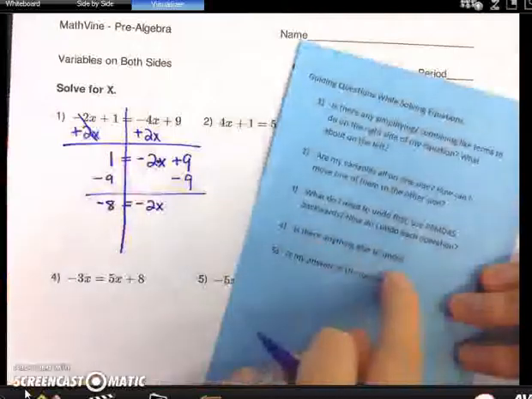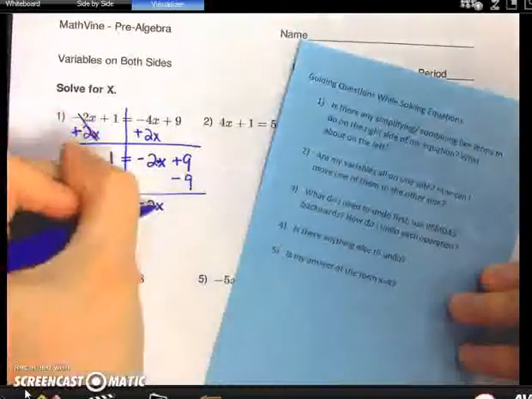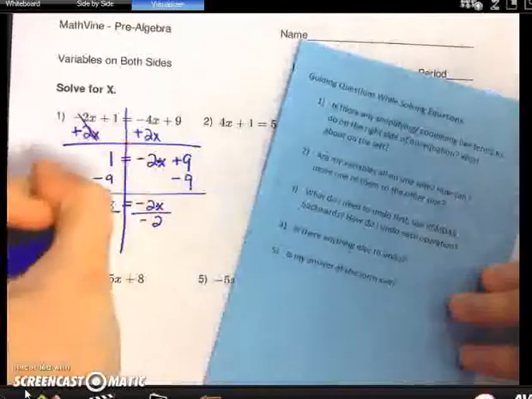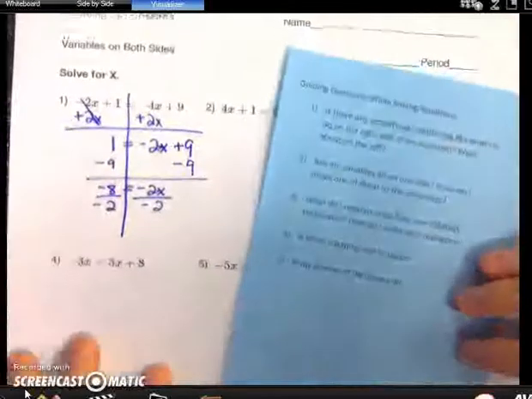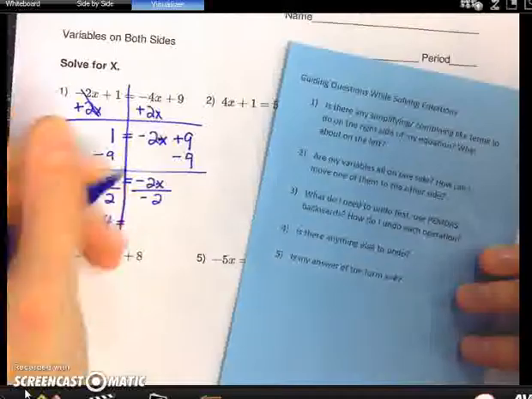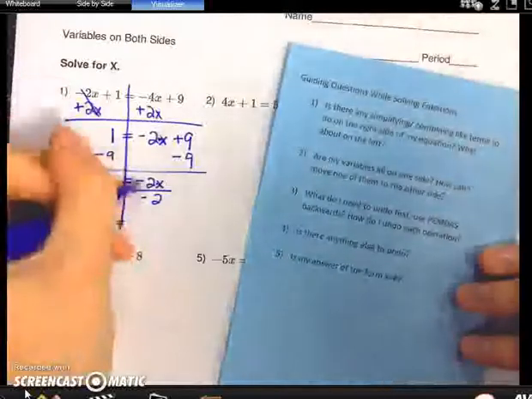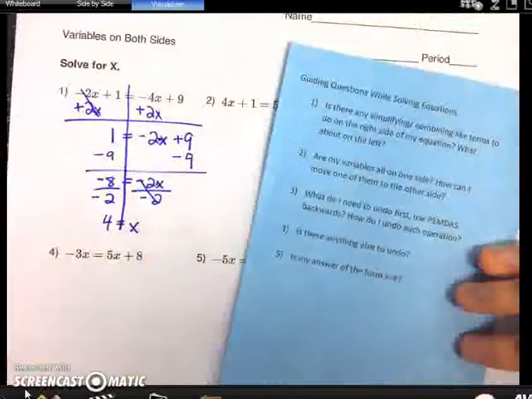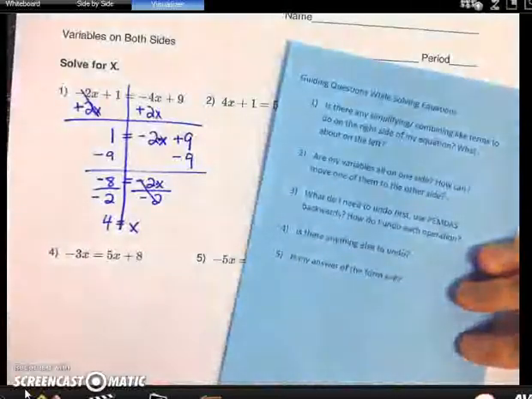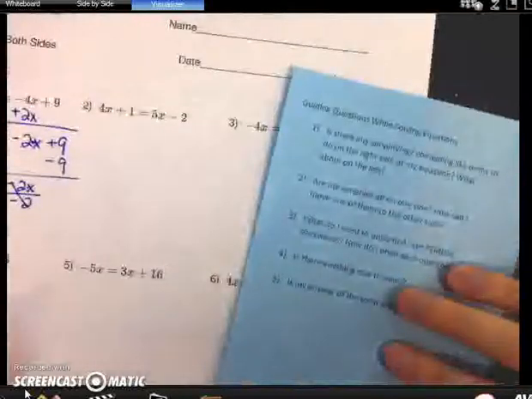Is there anything else to undo? Yes. This is multiplying by negative 2, so I want to divide by negative 2. Make sure you take the negative with you. And then negative 8 divided by negative 2 gives me a positive 4. Negative 2 divided by negative 2 gives me 1. I get 1x, or just x. And you can see number 5 is my answer in the form x equals a number. Done.